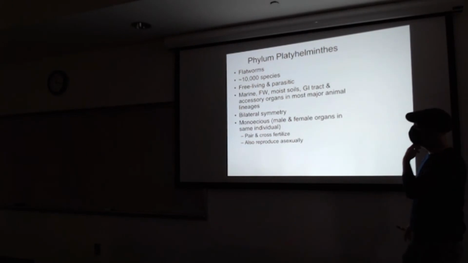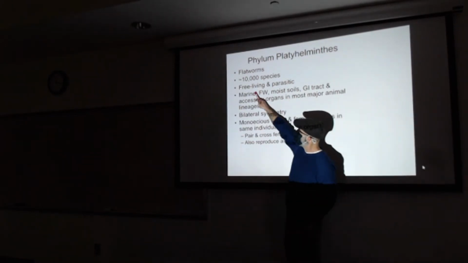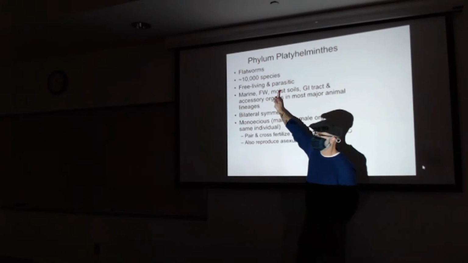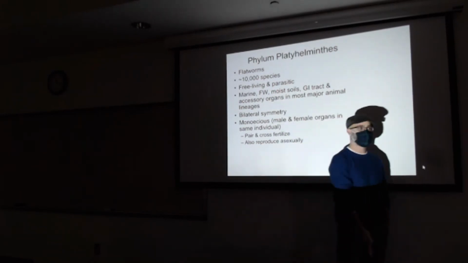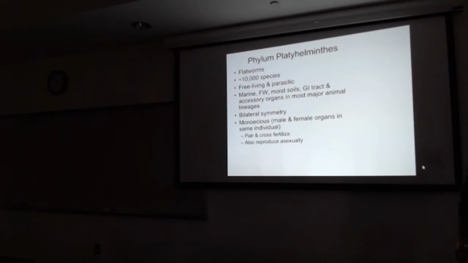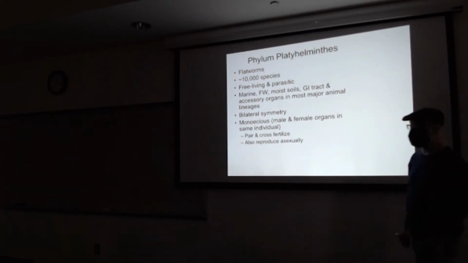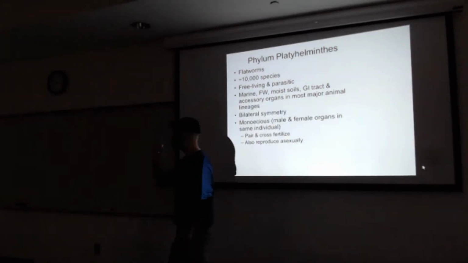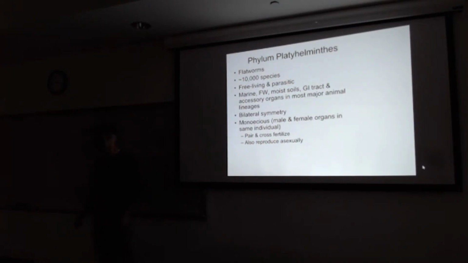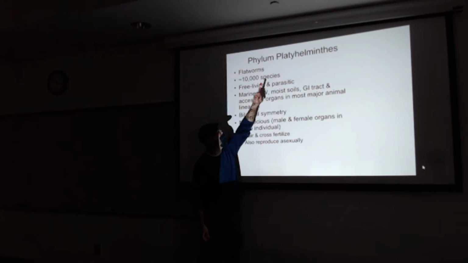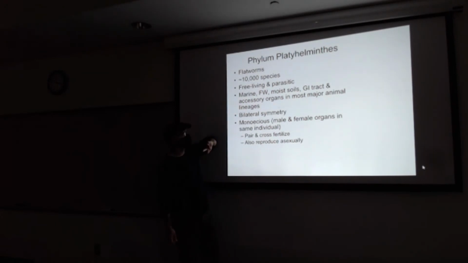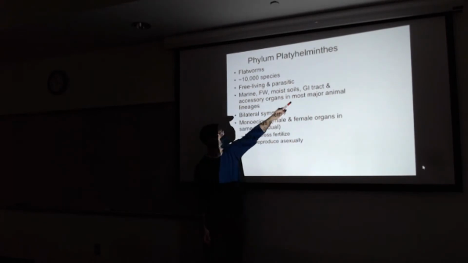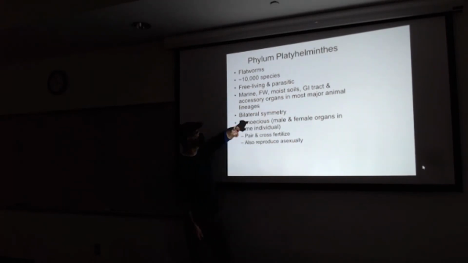Okay. They are both free living and parasitic. What's the contrast here? What's free living versus parasitic? Yeah, so there are lots of flatworms that will not live unless they have a specific host. A lot of our parasites are found in this group. Where do you find them? Yes, everywhere. In the ocean, in fresh water, in the soil, in the gastrointestinal tract of most major animal lineages.